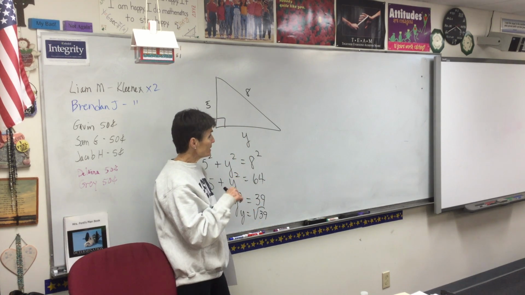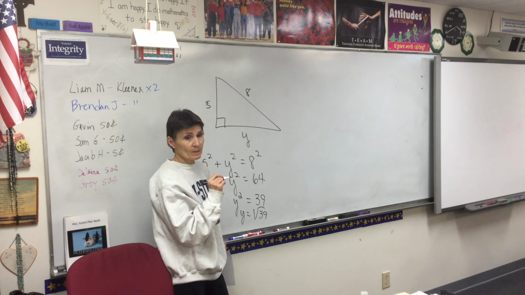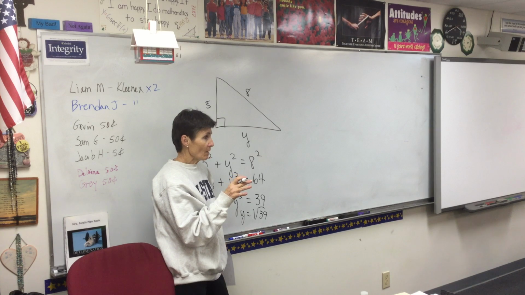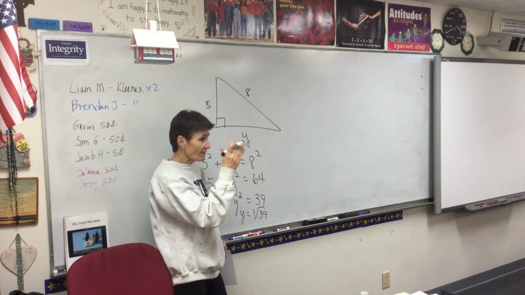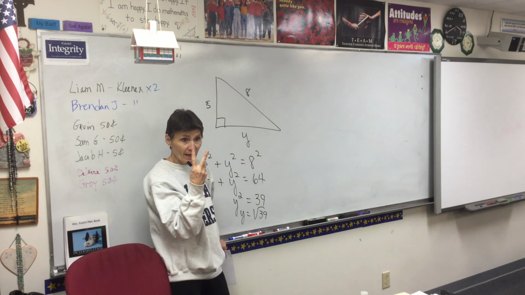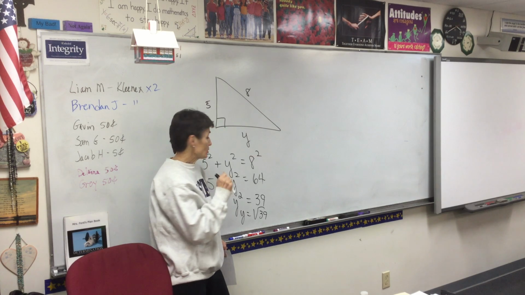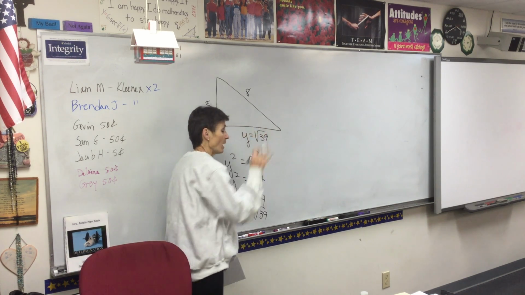Now, 39 is indeed 3 times 13, but it doesn't break down. Don't write 3 root 13 or something like that, because you only have 1 3 and 1 13, right? And in order to simplify, you've got to have 2 of them. So the answer for y is just root 39. That's y.